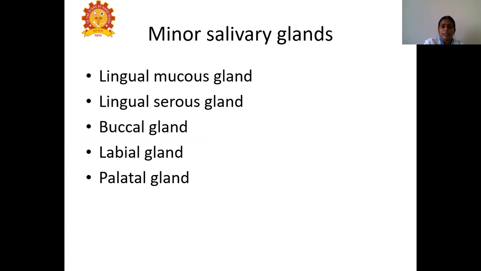Apart from the major salivary glands, some minor salivary glands are also present. Those are the lingual mucus gland, lingual serous gland, buccal gland, labial gland, and palatal gland.